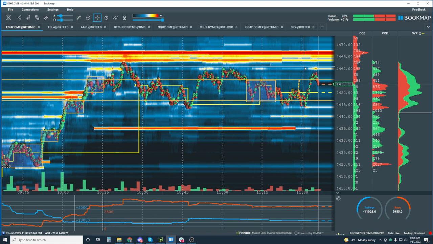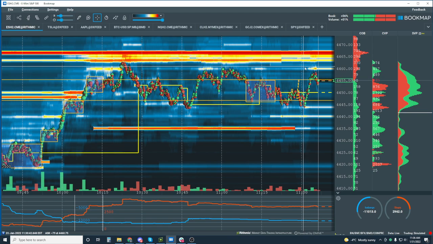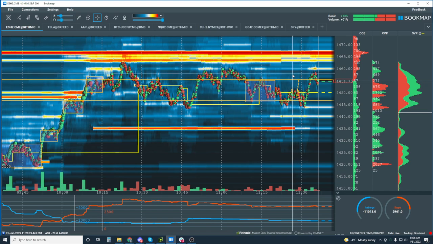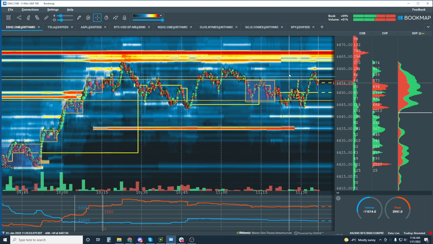You know, look for maybe the move to some of these areas here, but then reduce the risk, because it's quite choppy in here, but you can still take pieces out of the market along the way.